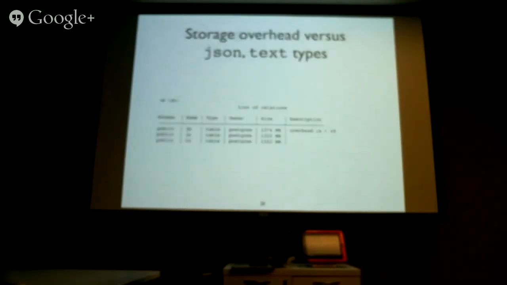I'll continue. So the storage overhead here, as compared to JSON, is pretty modest. We have some overhead as compared to the original data because we're using page storage. That does imply some overhead as well, but it is fairly modest.